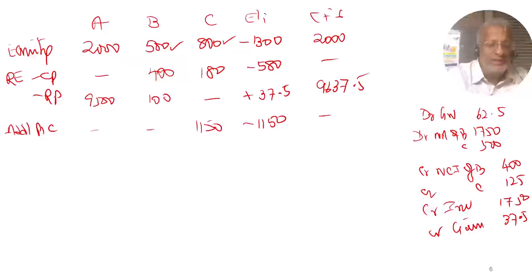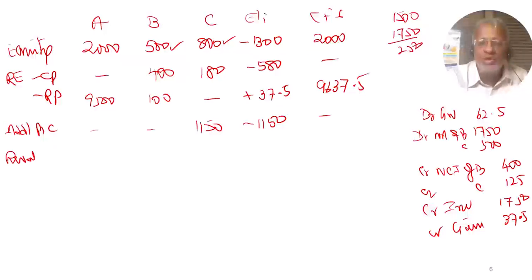The next one is that, remember that when it was 1500 initially, when new investment was taken up 1750, that 250 they have taken up against the retained earnings.